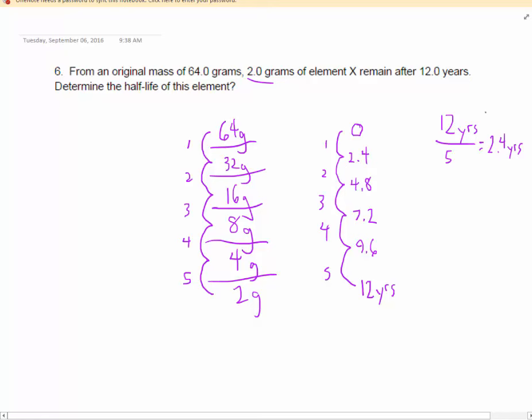But you can see what you actually did to solve that was take 12 divided by 5 to find the increments. And we figured out there were 5 half-lives by simply cutting the mass in half until we got to the mass amount. So it's kind of like the same thing we did with the time to figure out the half-lives, but we've done it with mass here. Okay, moving on.